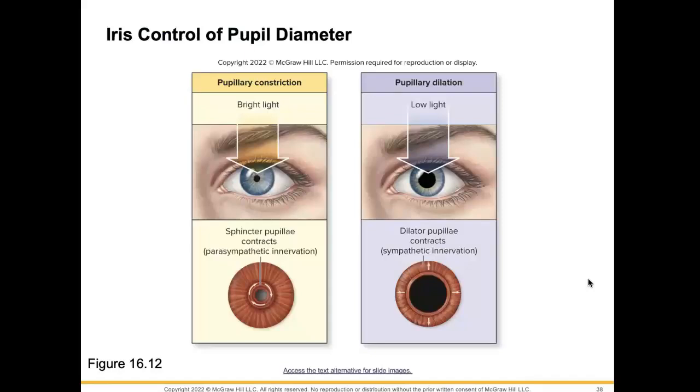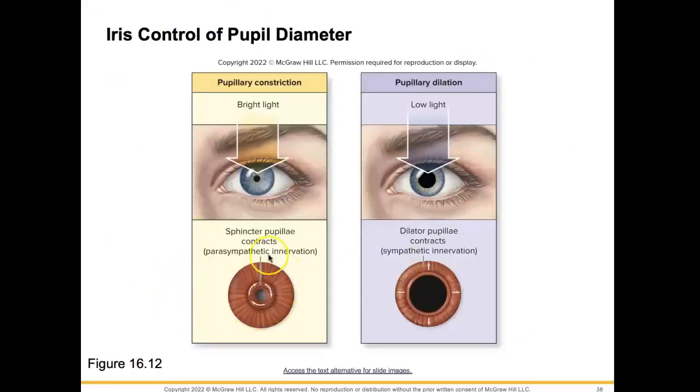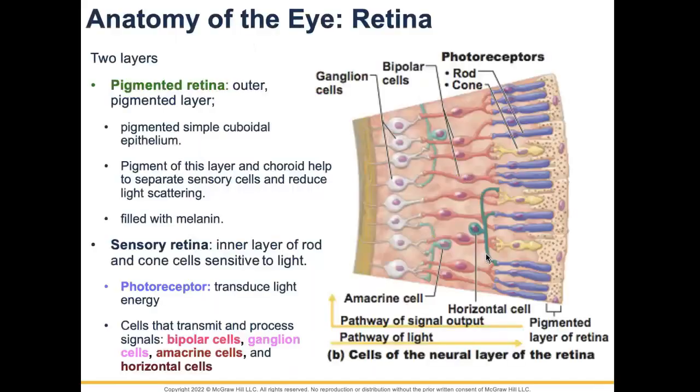And here's just another figure depicting what we just discussed. So in bright light, we see constriction of the pupil using the sphincter pupillae muscle. Within low light, we will have the pupil dilate using our dilator pupillae muscles. And I didn't mention that it's our parasympathetic nervous system that allows us to constrict, whereas it's our sympathetic innervation that allows us to dilate.